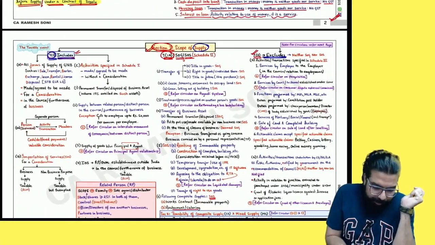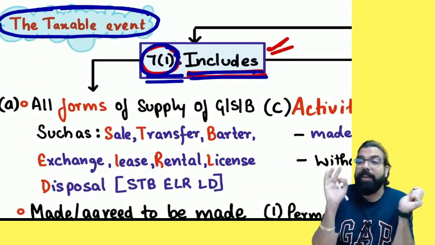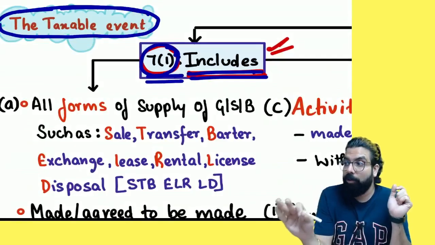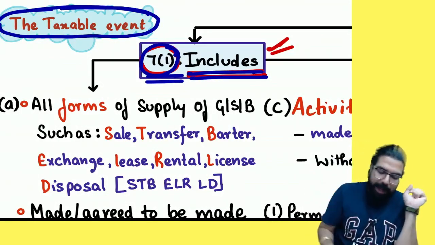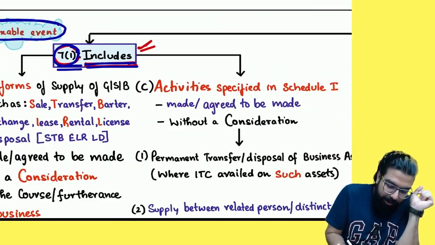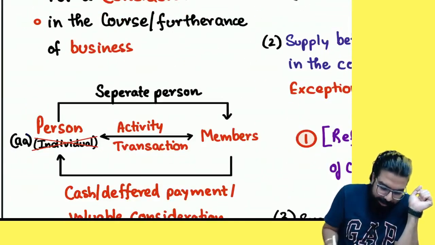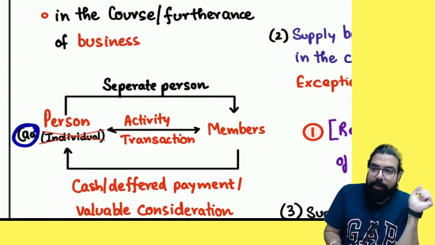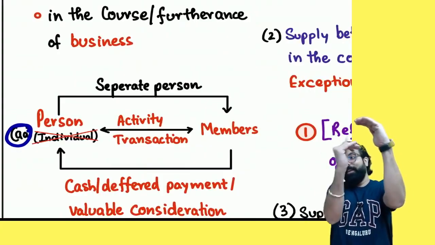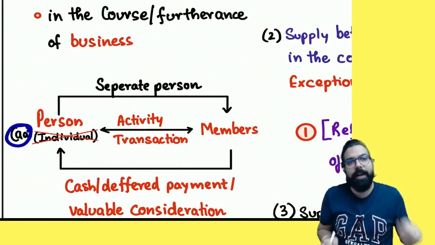Supply means the taxable event. The event which happens because of which GST will get charged. Is my point clear? Now, I want to start with section number 7.1. 7.1 has A, B. Sir, why AA? Added later. In between A and B, AA got inserted. Can I go ahead, everyone?